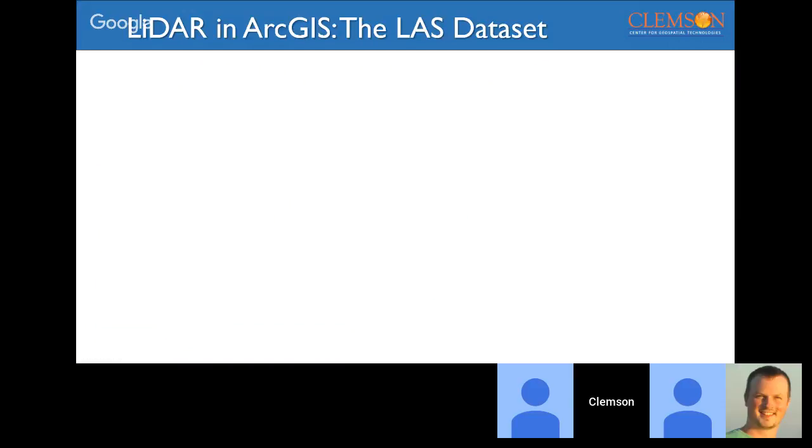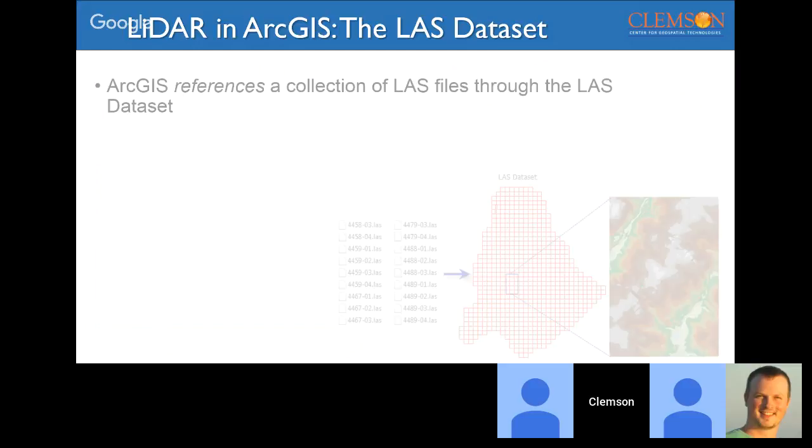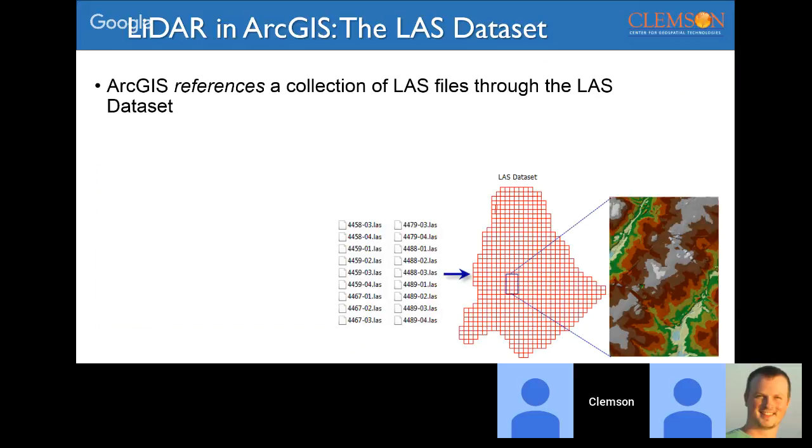If we want to bring LiDAR into ArcGIS, the way we do that is through a data structure called the LAS dataset. This is essentially a pointer file. It's going to tell the software where you have a set of files with the .las extension on your machine. ArcMap doesn't work directly with these binary LAS files, so our LAS dataset is the way we're going to bring those in and use them for analysis.